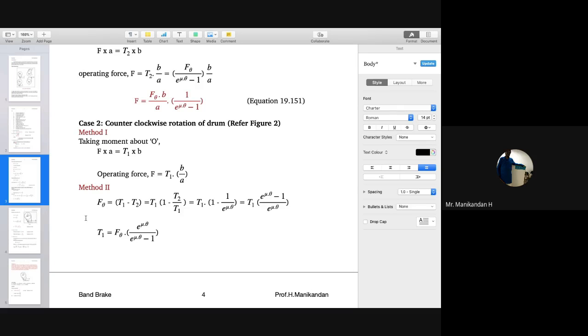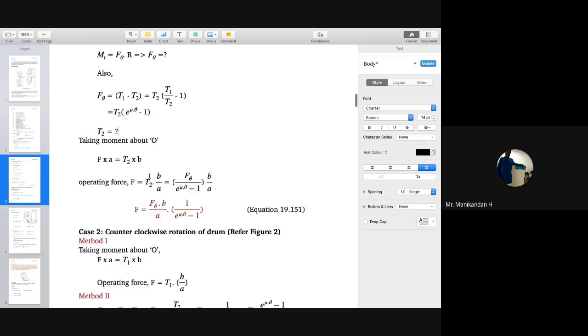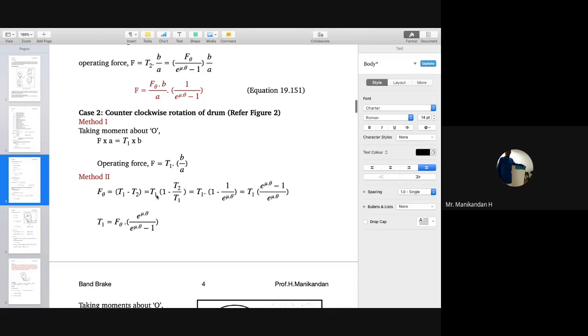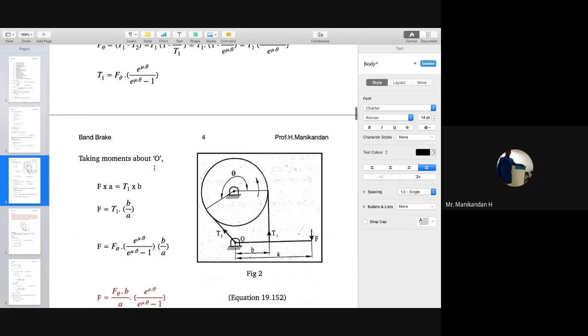Now again F theta is equal to T1 minus T2, as we found out in the previous step. Take T1 outside: T1 into 1 minus T2 by T1, or T1 into 1 minus 1 by e power mu theta, because T1 by T2 is e power mu theta, therefore T2 by T1 is 1 by e power mu theta. Or T1 into, taking the LCM here, e power mu theta minus 1 by e power mu theta. Now T1 is equal to F theta into e power mu theta divided by e power mu theta minus 1.